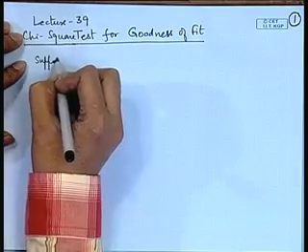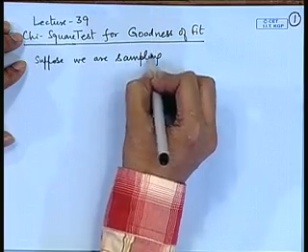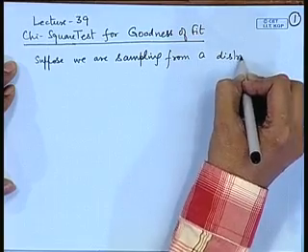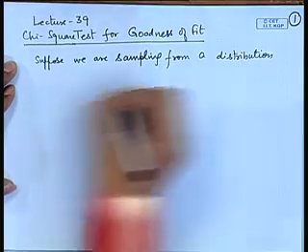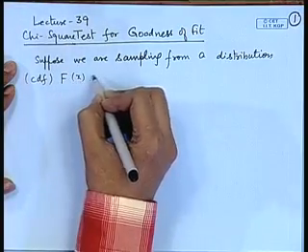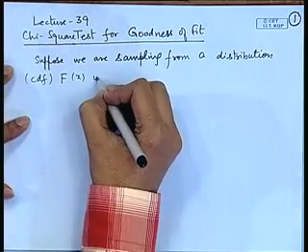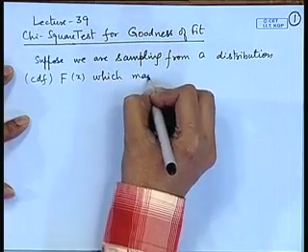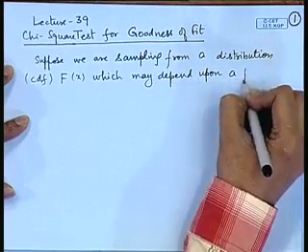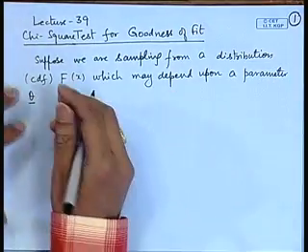So, let us have the situation of the form. Suppose we are sampling from a distribution. Let me write the distribution function, CDF, say F(x). Of course, there may be a situation where it depends upon certain parameters. So, we may write that it may depend upon a parameter, say theta. This theta could have several components also.